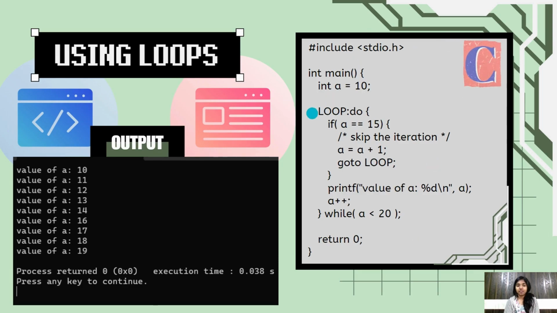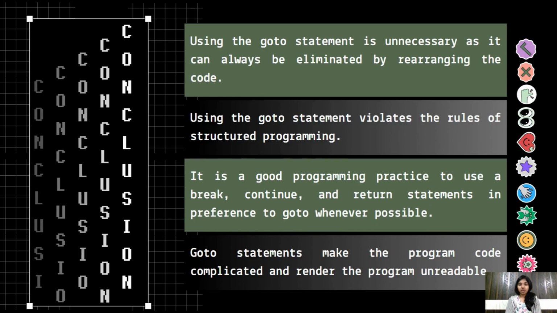In this example, at first we declared a as an integer and assigned a value of 10. When a equals 15, the goto statement will cause the program to jump back to the loop label, skipping the iteration where a equals 15. The statements inside the loop are executed until a becomes equal to 20. Here in the output you can observe the value of a equals 15 is not printed. That means a is incremented here, but this part of the loop statement is being skipped due to the declaration of goto statement here. Let's quickly conclude the video now.